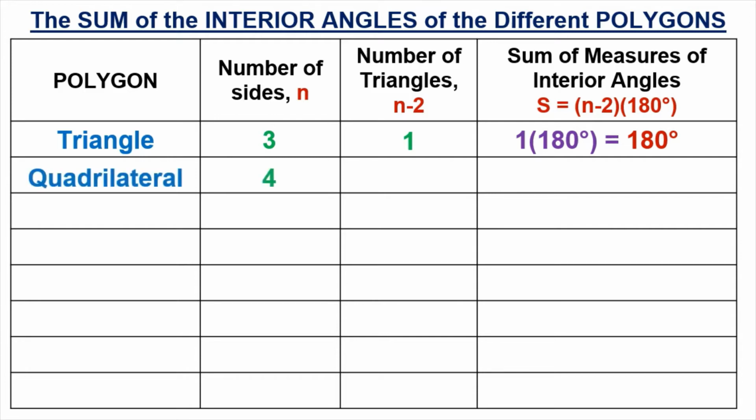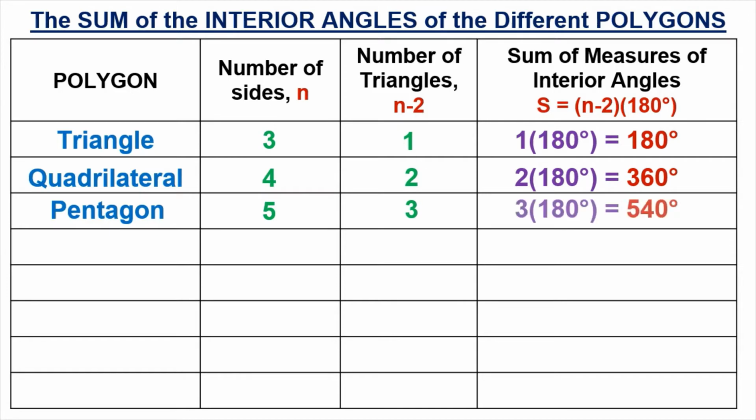And then sa quadrilateral, we have 4 sides. So, 4 minus 2 is 2 triangles po yung mabubuo. And then 2 times 180 degrees is equal to 360 degrees. Pentagon. We have 5 sides, minus 2, that will be 3. 3 triangles po yung mabubuo natin sa isang pentagon. So, 3 times 180 degrees, we have 540 degrees.